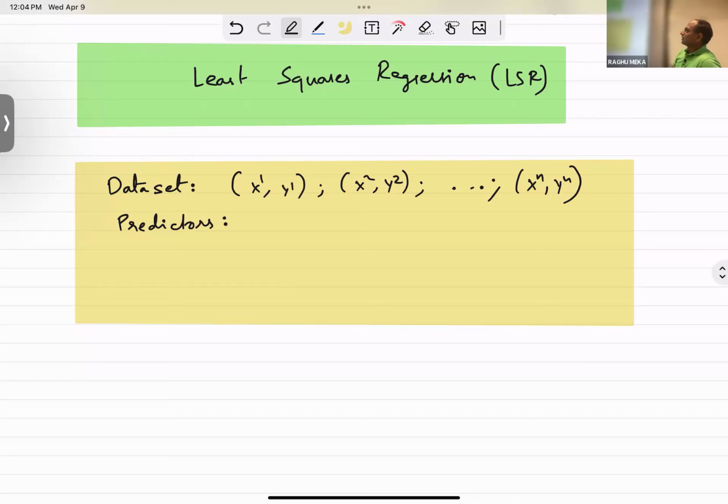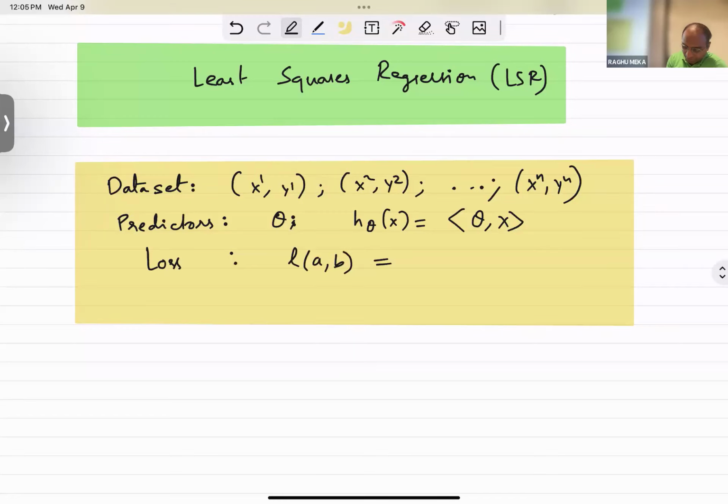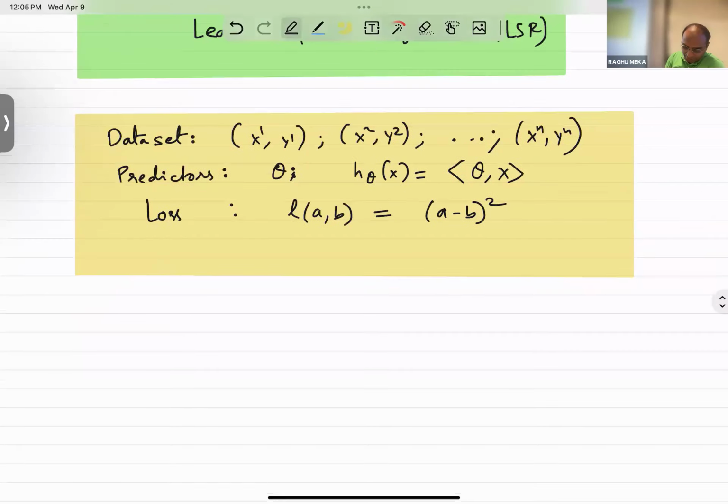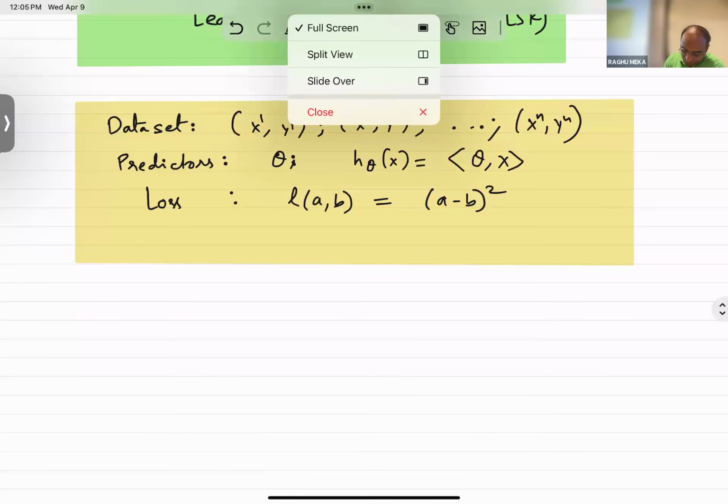And what is our class of predictors in least squares regression? It's just the class of linear functions, right? So, given parameters theta, the corresponding predictor is just going to be this inner product. And the loss function that we use to set up the empirical risk minimization problem is just (a minus b) whole square.